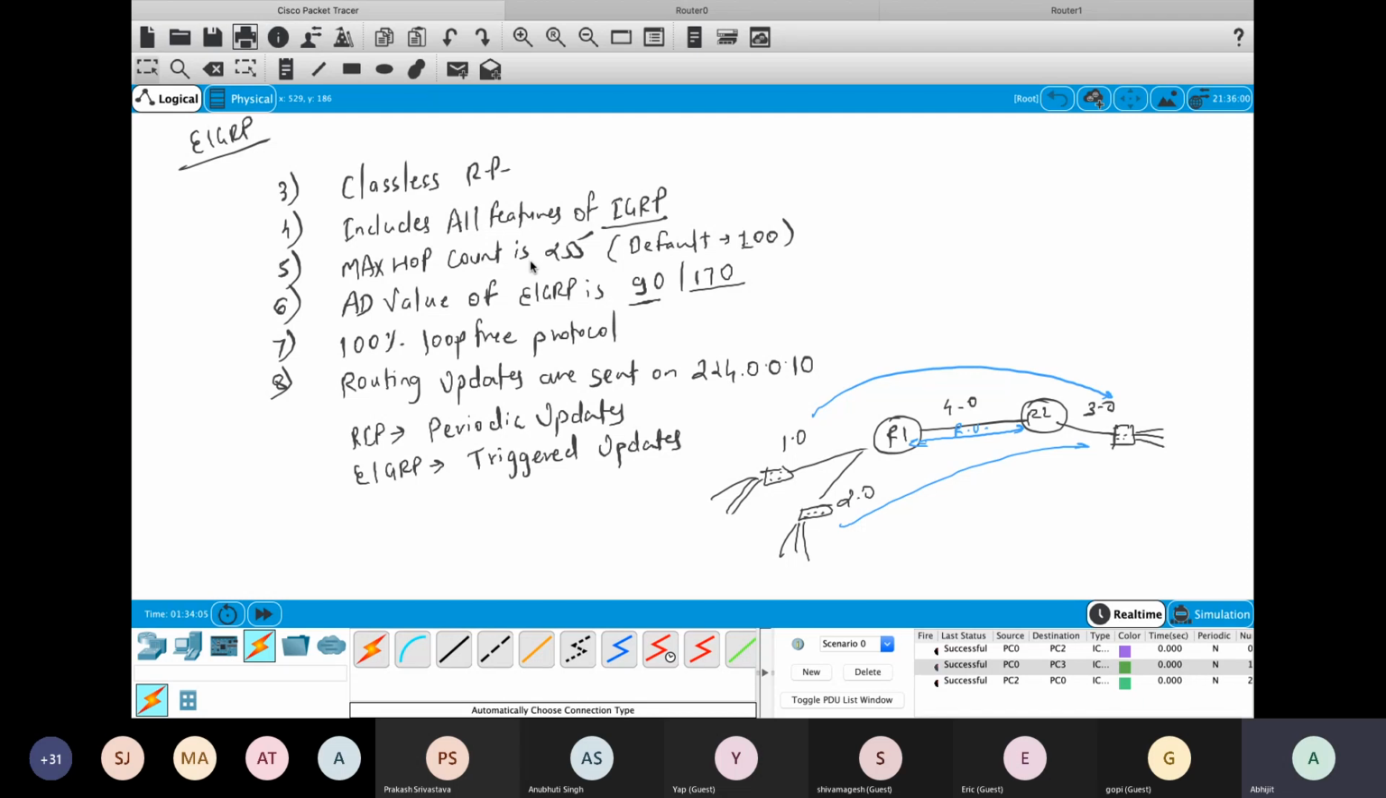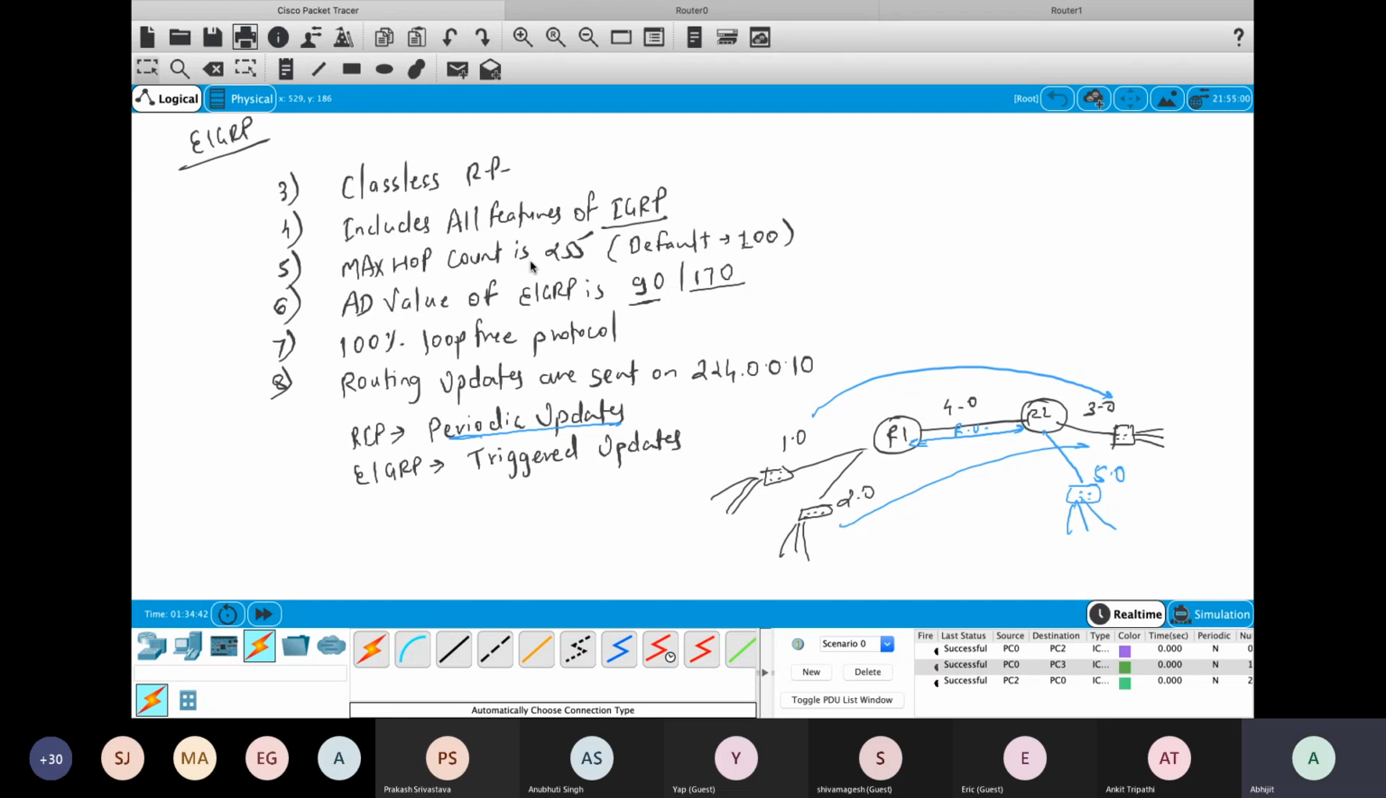You understand that? Now let's assume that there is a new network that got attached to R2, and this network is called 5.0. RIP will instantly advertise that new route and create a new routing update, and then it will again carry that advertisement further every 30 seconds. This type of scenario we understand as periodic updates.